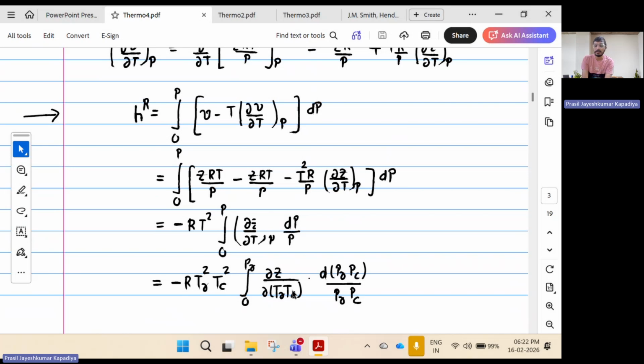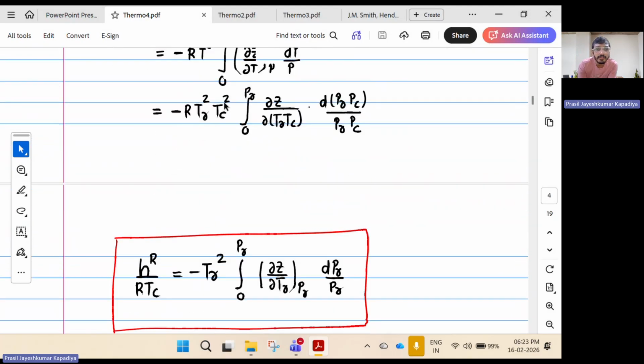Now let's say I am not writing in terms of T and P, but I want to write it in terms of TR and PR. TR is equal to T divided by TC, so T will be equal to TR TC. Here I substitute T as TR TC, so we get TR square TC square. Then in del Z del T, again I can replace T as TR TC, and P as PR PC, and here also P as PR PC.